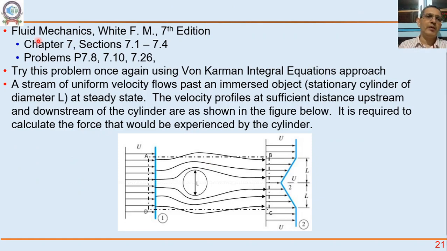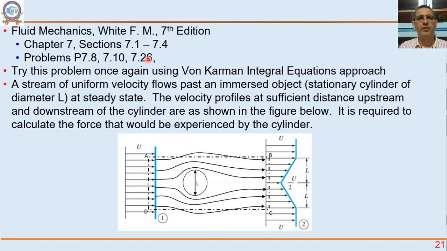So whatever we have discussed so far is in this book, Fluid Mechanics 7th edition, White's book. We are discussing from chapter 7, sections 7.1 to 7.4. And for homework, you can try these problems: 7.8 at the end of the book, 7.8, 7.10, 7.26. Okay, do this.